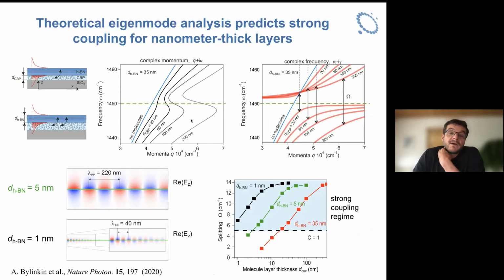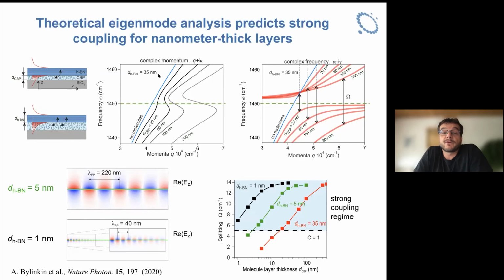Okay, so let me just finally give you a brief outlook on what one could do. I said the motivation for this study was we want to achieve strong coupling between molecular vibrations and infrared light in extremely small dimensions. And so we performed a study where we calculated dispersions as a function of the thickness of the molecules and of the hBN. Let me start here.